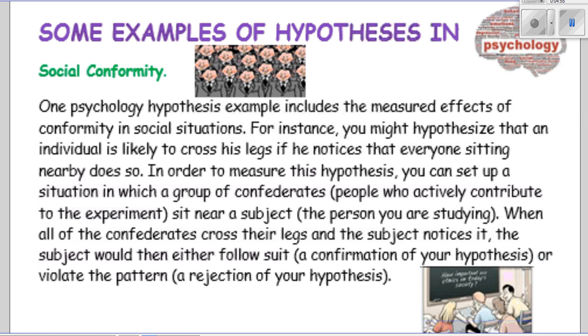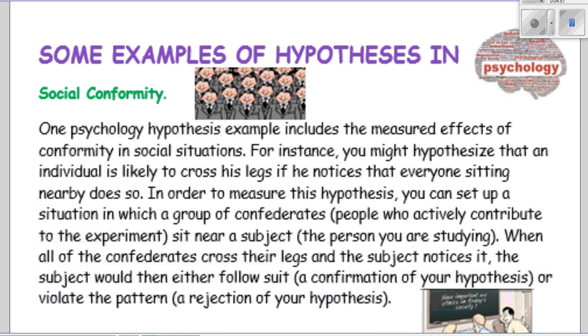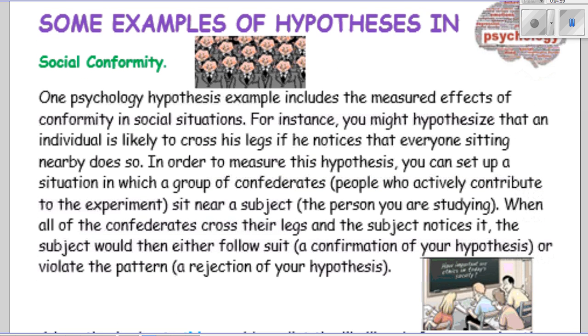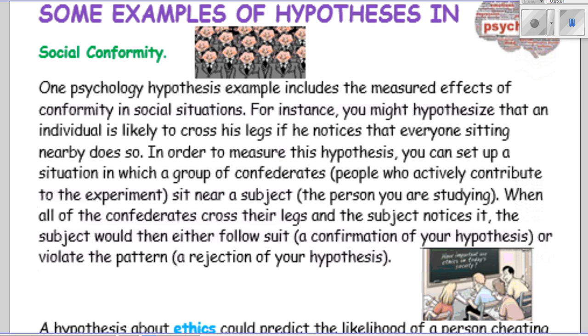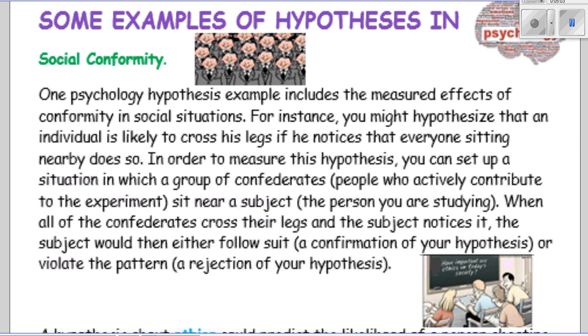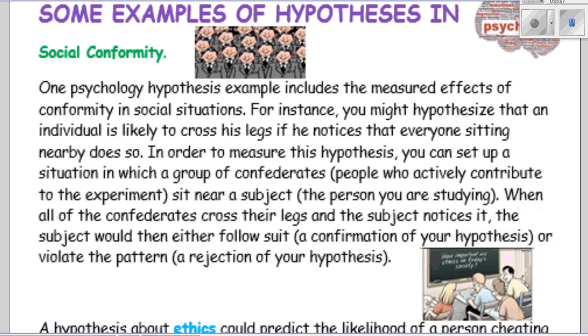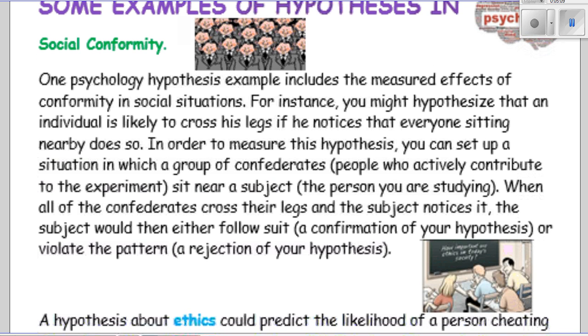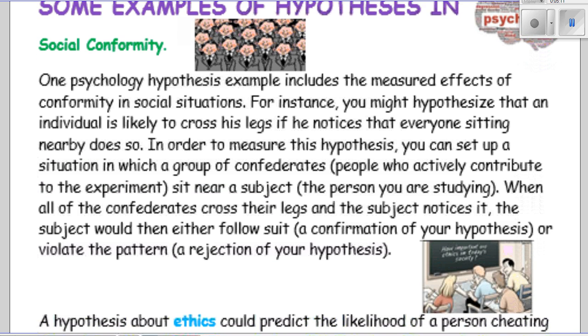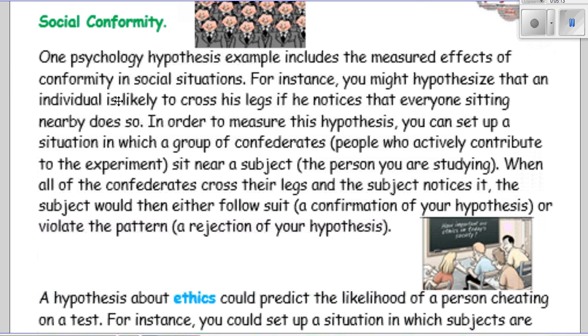Okay. So some examples of hypotheses in psych. That's why I just thought I'd put it up, just in case any of you choose to do something related to psych in your math IA. There's some examples if you did do stats and you did psych IA. Some things you could do, hypotheses, social conformity. So one psychology hypothesis example includes the measured effects of conformity in social situations.